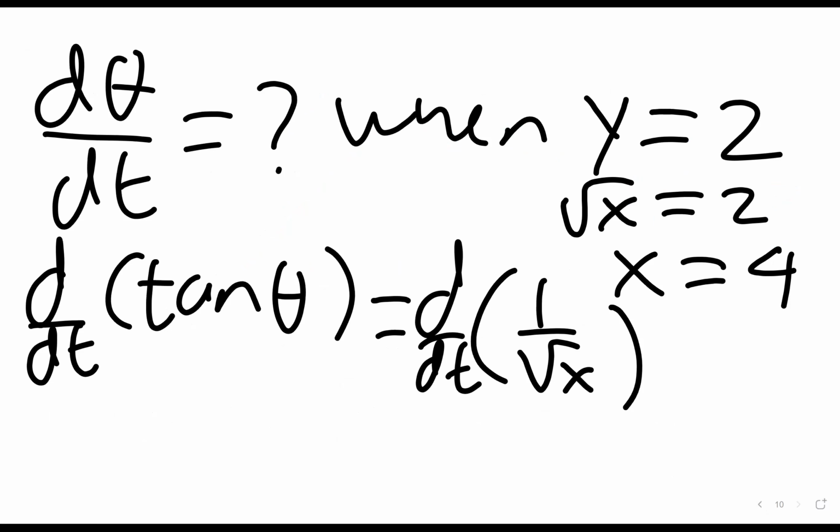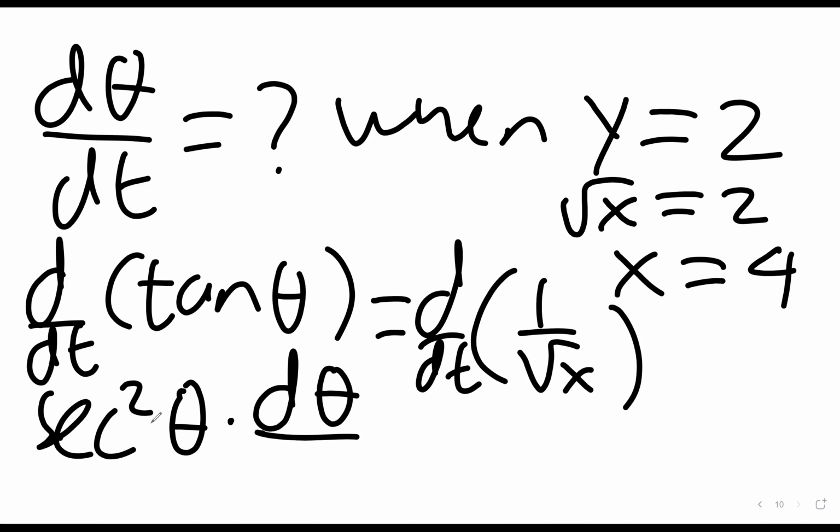Okay, in this case we use the chain rule. For example, on the left hand side, the derivative of tan θ with respect to t. We know that the derivative of tangent is secant squared, so sec² θ multiplied by dθ/dt. That's the term on the left hand side.